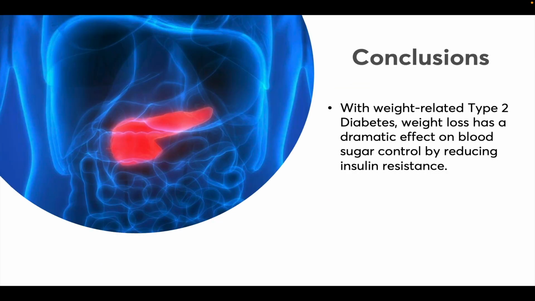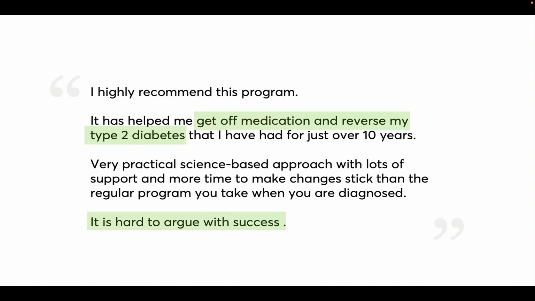So the conclusion: with weight-related type 2 diabetes, weight loss has a dramatic effect on blood sugar control by reducing insulin resistance. We normally say that it takes about a 15% weight loss to achieve that. But as you can see with this case study, it can sometimes be achieved with less weight loss. Last words I'll give to BJ. And I think the last line is, it's hard to argue with success.